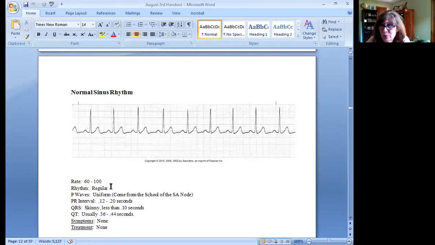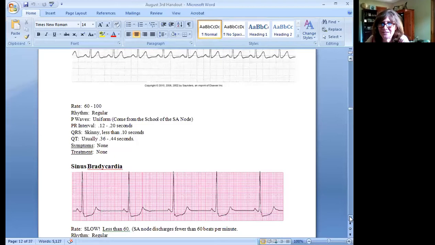But it's a very regular rhythm. The P waves are uniform. The QRS is skinny. And my QT is fine. You could see the beginning of the Q to the end of the T. That QT is definitely less than half the distance between the R to R. Isn't that something? All right. So what do we do for normal sinus rhythm? Continue to monitor your patient. Leave them alone. If it ain't broken, don't fix it.